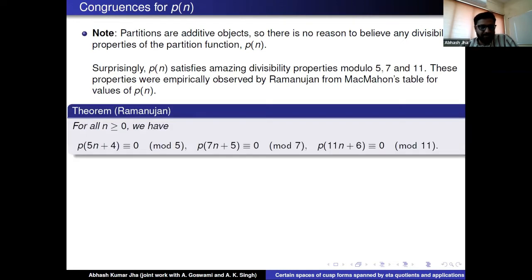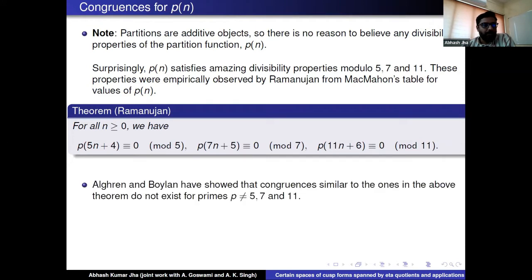More precisely, these congruences are like this. p of 5n plus 4, p of 7n plus 5, and p of 11n plus 6 are divisible by 5, 7, and 11 respectively. These Ramanujan congruences also have a connection with modular forms. Further, Ahlgren and Boylan showed that these Ramanujan congruences exist only for these primes. There are no other primes other than 5, 7, and 11 for which this type of congruence holds.